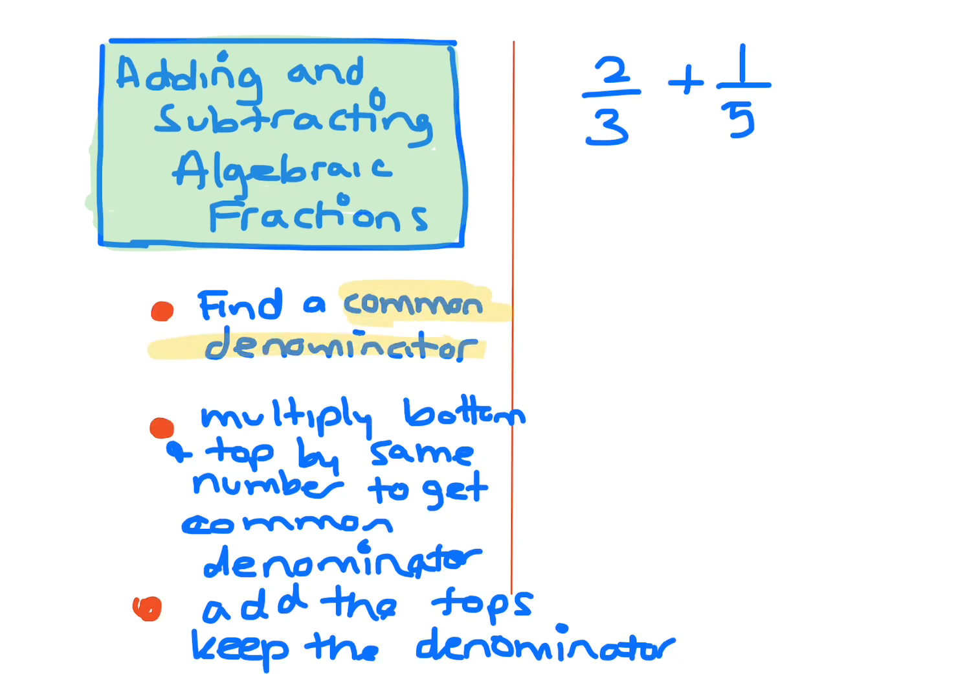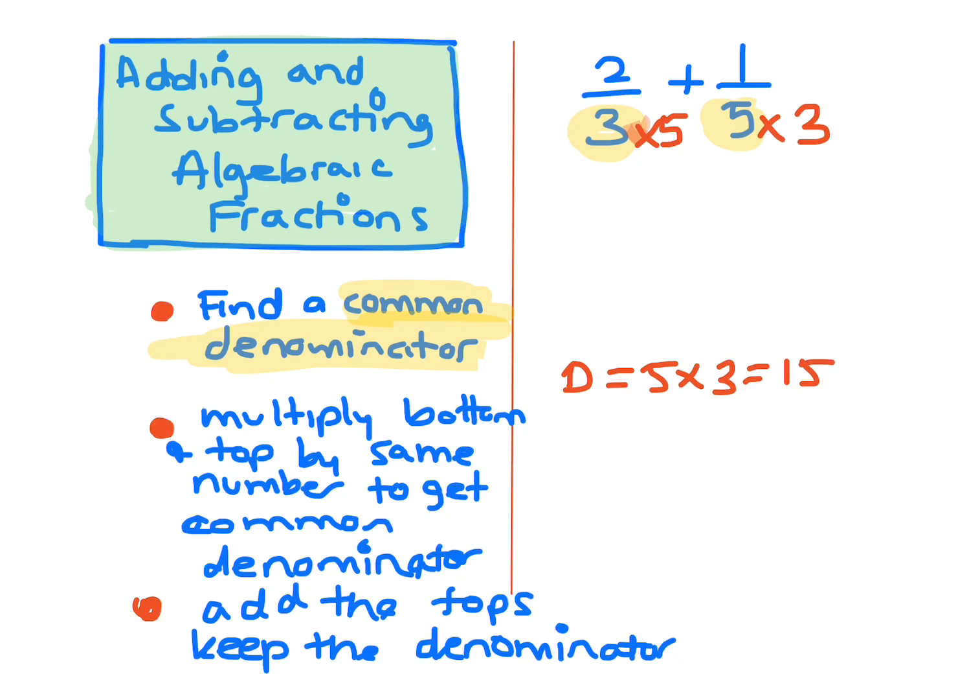To find a common denominator, that's the first thing. So if you look at the 3 and you look at the 5 and you go, all right, what do 3 and 5 go into? If you're unsure, just multiply them by each other. But you can see that if you times that by 5, you'll get 15. And if you times this one by 3, you'll get 15. So the common denominator is 5 times 3, which is 15.